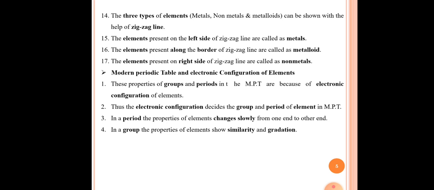See the first point here, these properties of groups and periods in the modern periodic table are because of the electronic configuration of elements. So whatever the properties of elements in the groups and periods, they are because of the electronic configuration of the elements. The second point here is, thus the electronic configuration decides the group and period of the elements in the modern periodic table. Okay, so the electronic configuration of the element determines the group and period number.